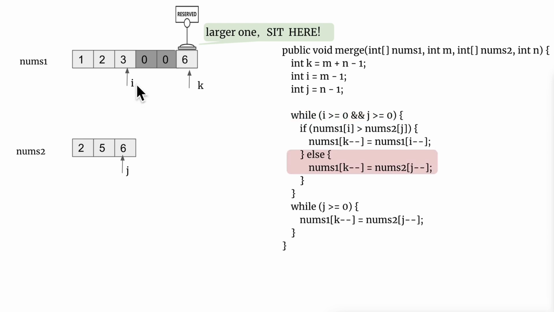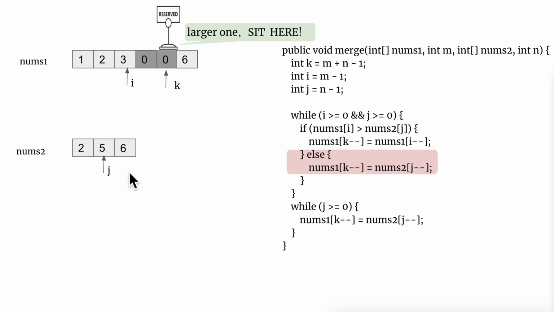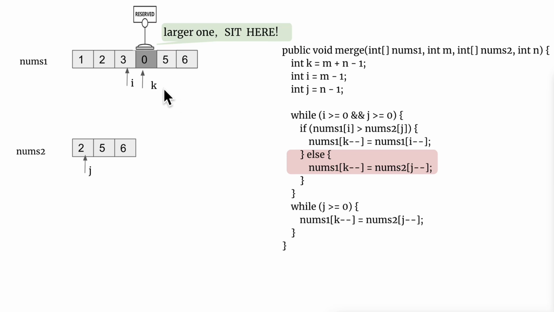We traverse from the end of nums1 and nums2 and found out number 6 from nums2 is larger, so number 6 is a qualified item to sit this reserved spot, which is held by pointer k. And then k minus minus, j minus minus to move to the next. And we traverse each item from the end of nums1 and nums2, and we found out that number 5 is larger. So number 5 is a qualified item to sit this reserved spot, held by pointer k. And then k minus minus, j minus minus to move to the next.